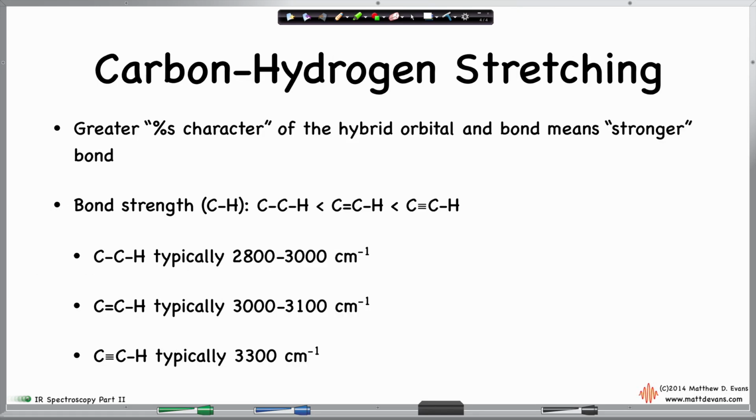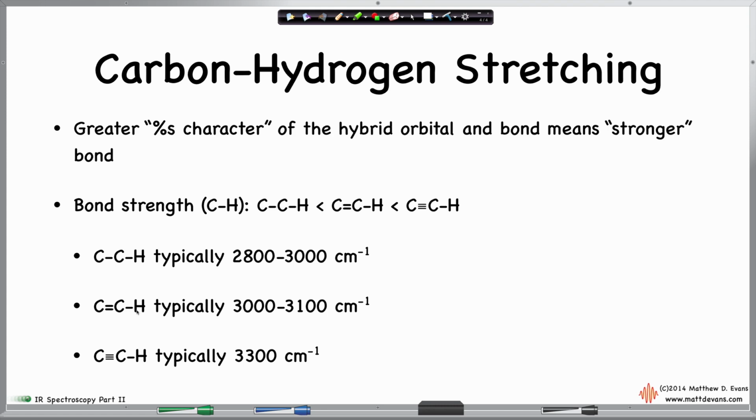Okay, so let's move on and talk about carbon-hydrogen stretching. So we just left carbon-carbon stretching. Now let's look at carbon-hydrogen stretching. And once again, a CC single bond, and then a single bond CH, is not a very useful thing to look for in a spectrum because every organic molecule, practically speaking, has this. On the other hand, you can sometimes spot this one.